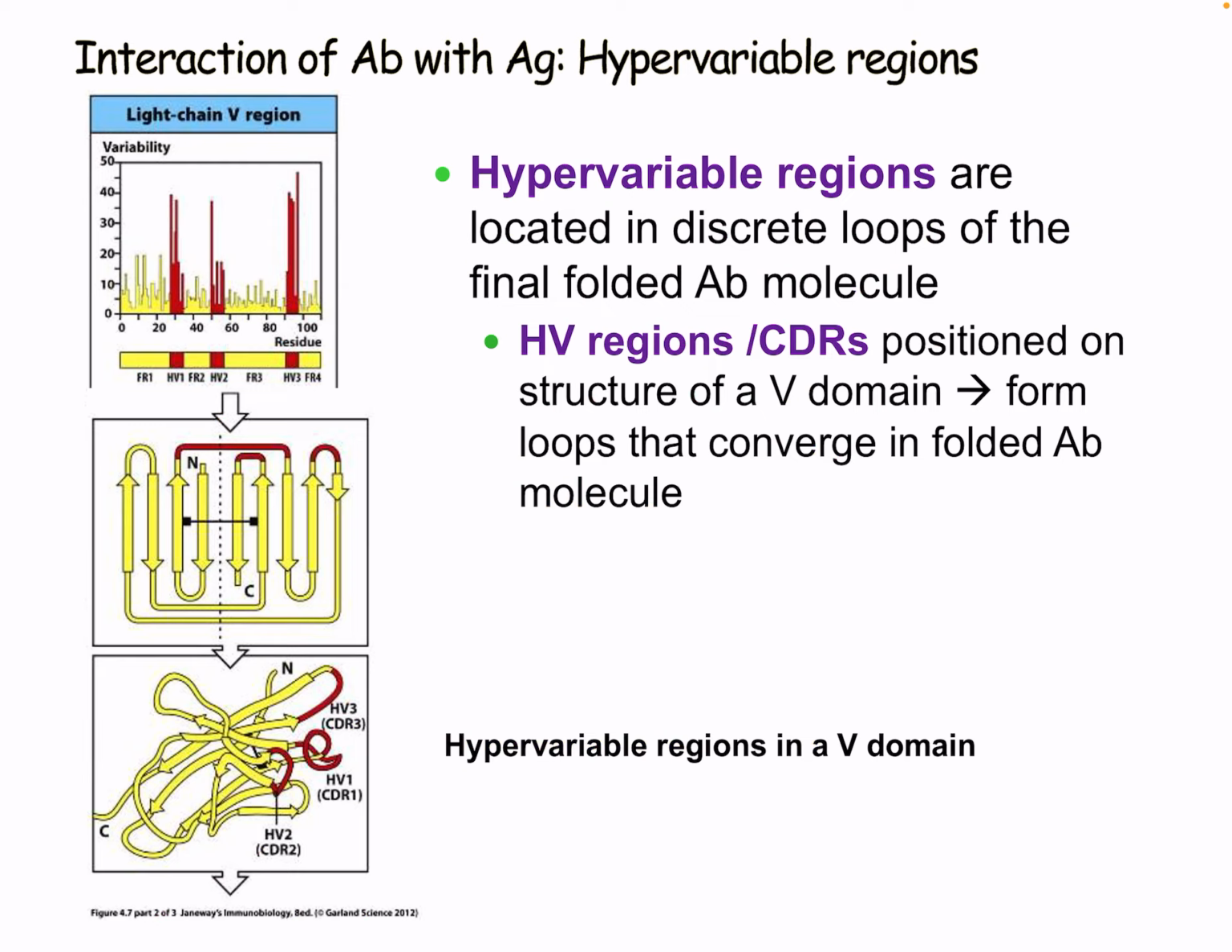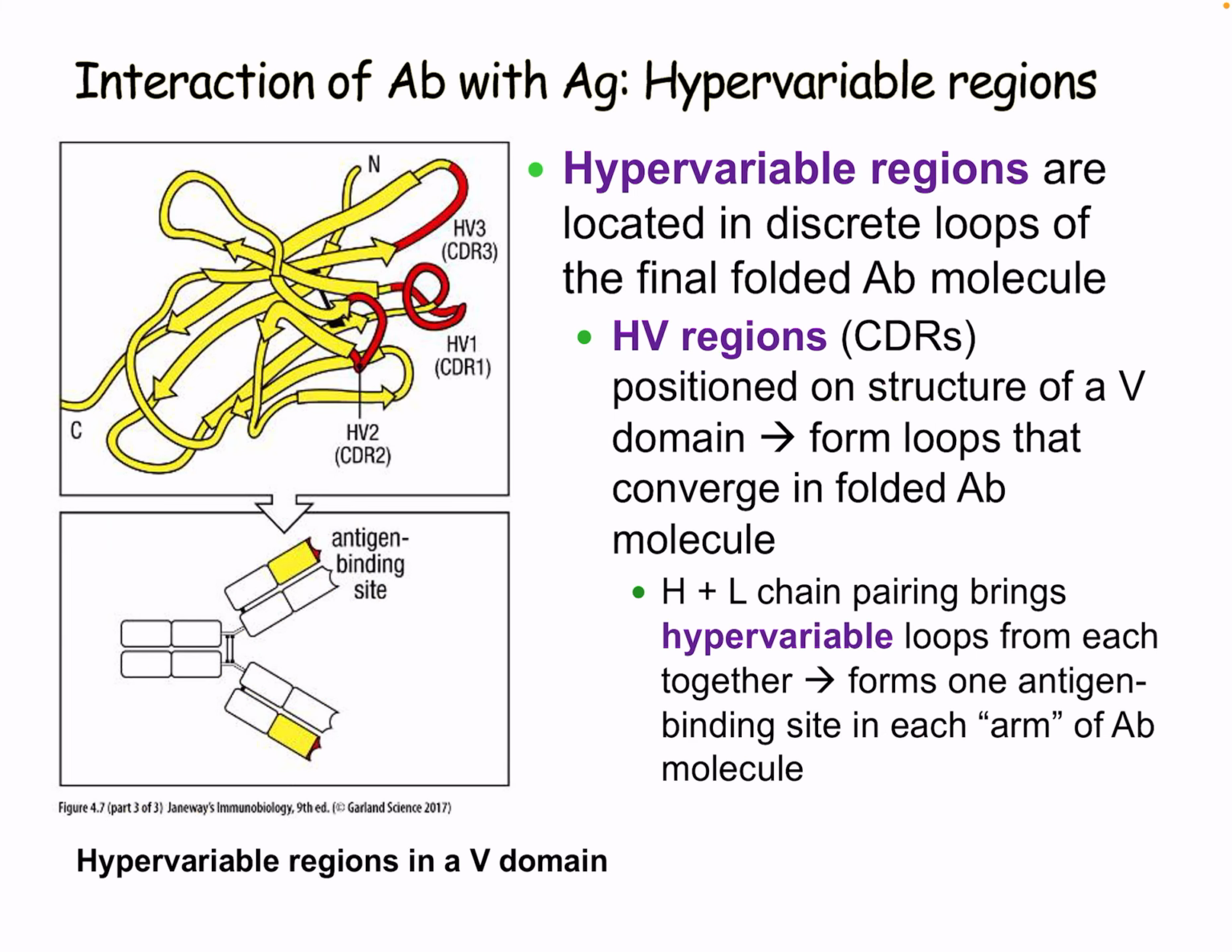So these hypervariable regions are located in discrete loops of the final folded antibody molecule. The hypervariable regions, or CDRs, are positioned on the structure of the variable domain, which form loops that converge into the folded antibody molecule. Here we can see the hypervariable region in the variable domain. We can see the 3 different loops in our CDRs, and again, these match up to our 1, 2, and 3. The hypervariable regions are located in these discrete loops in the final folded antibody molecule, as we show here.